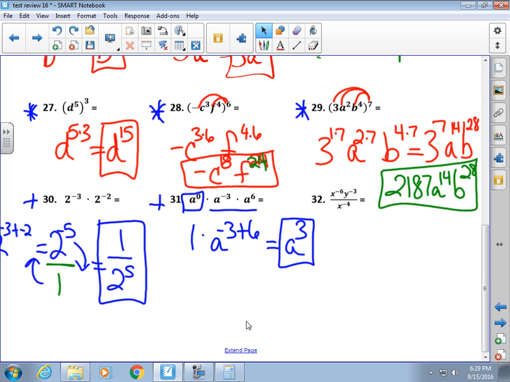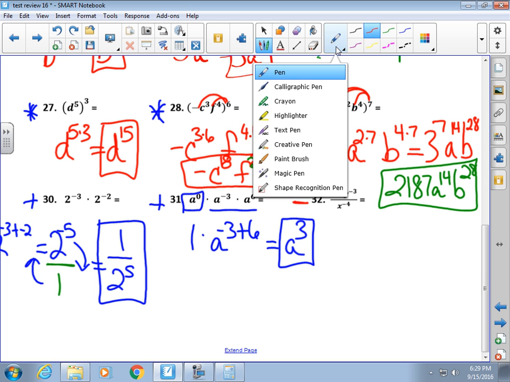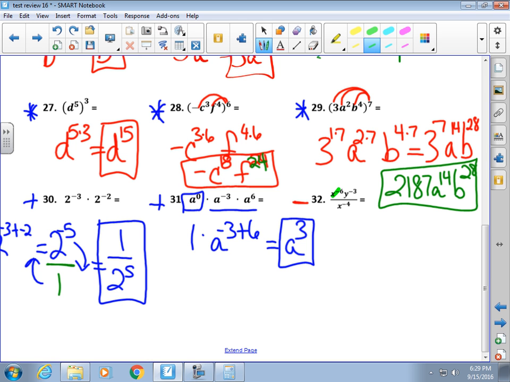Okay, 32. I have x to the negative 6, y to the negative third, divided by x to the negative fourth. I see on the top, I can't combine anything. On the bottom, there's nothing to combine, so I got division. This tells me I'm going to subtract my like bases. So my like bases in this particular problem are x to the negative 6th and x to the negative 4th. So I'm going to go x, negative 6 minus a negative 4.